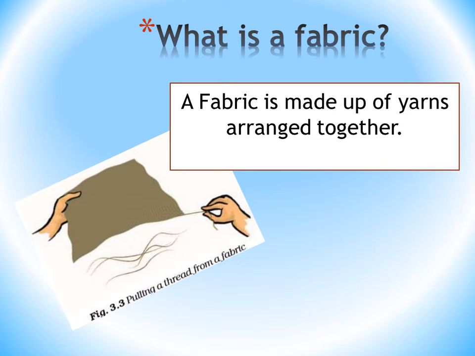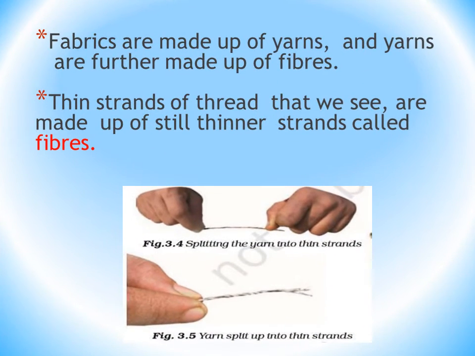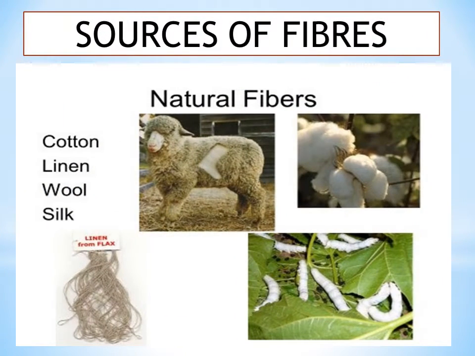What is a fabric? A fabric is made up of yarns that are arranged together. Fabrics are made up of yarns, and yarns are further made up of fibers. Thin strands of thread that we see are made up of still thinner strands called fibers. There are various sources of fibers. Some are natural fibers and some come from the artificial or synthetic fibers.